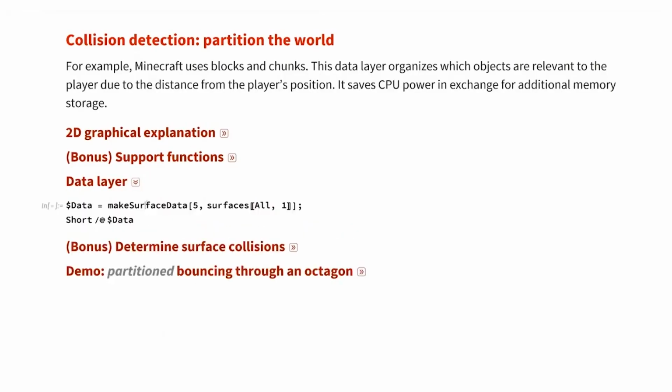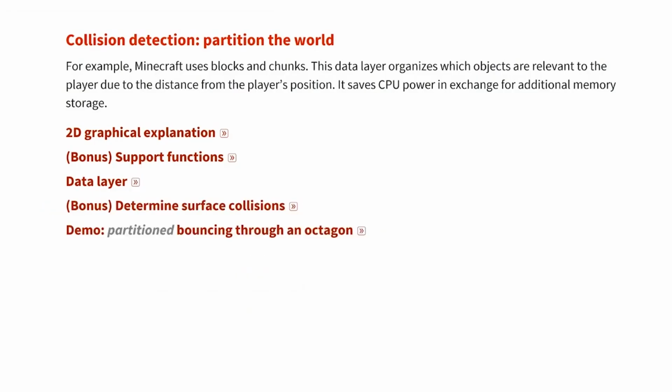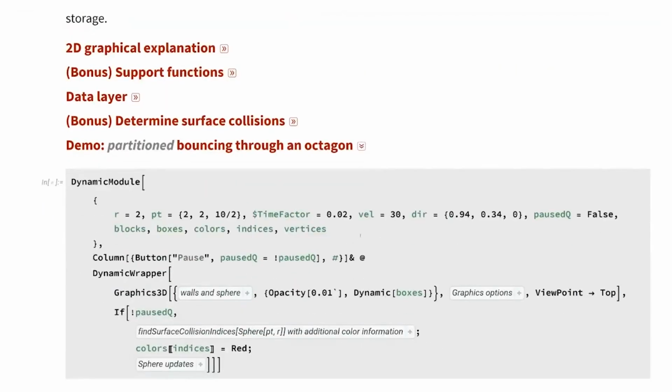So what this data layer ends up looking like, again, this is my octagon example. Surface 1 is in this block. Surface 8 is in this block. They're just integer indexed. I have a fixed block size. I get my world size in there as well. It's all good. It's this nice data layer I can query as I run my game.